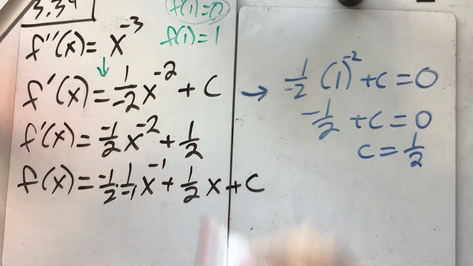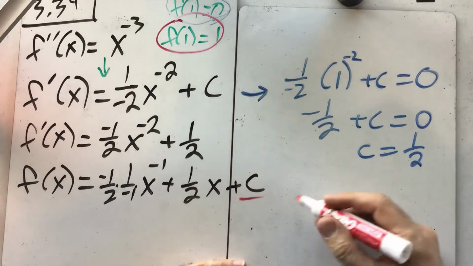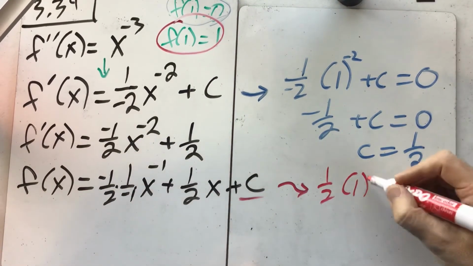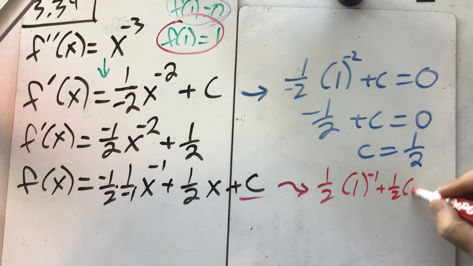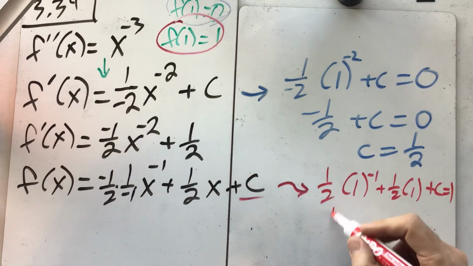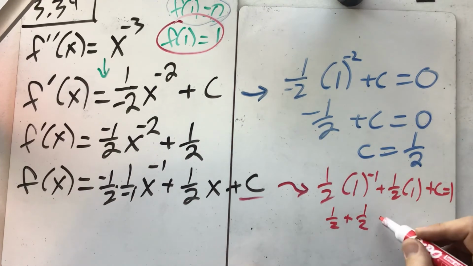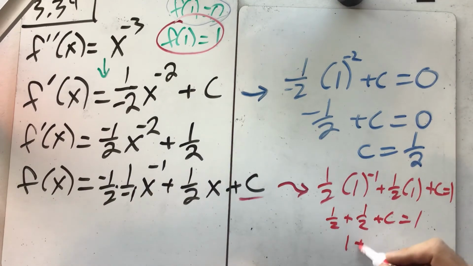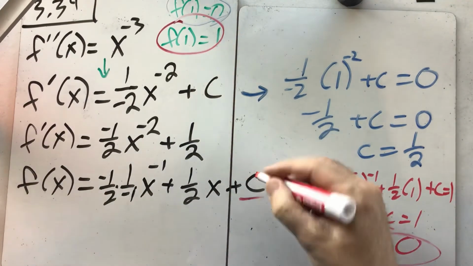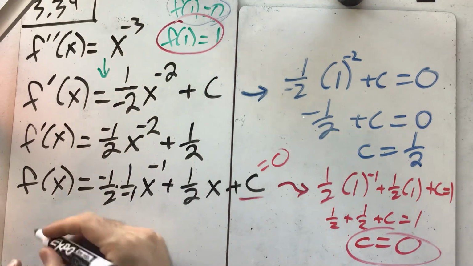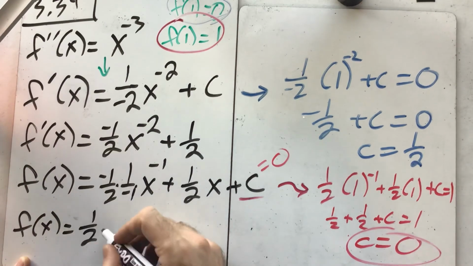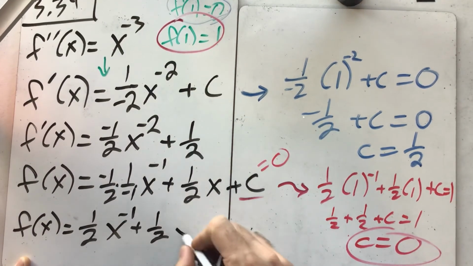All right, so now let's use this to figure out what this last c is. And so this negative and this negative cancel, so I've got 1/2 times 1 to the negative 1 plus 1/2 times 1 plus c equals 1. And let's see, that gives me a 1/2 plus 1/2 plus c equals 1. 1 plus c equals 1, so c has to equal 0 in this case. So that means this c is 0, so that tells me what my final answer is. My final answer is f of x equals 1/2 x to the negative 1 plus 1/2 x.